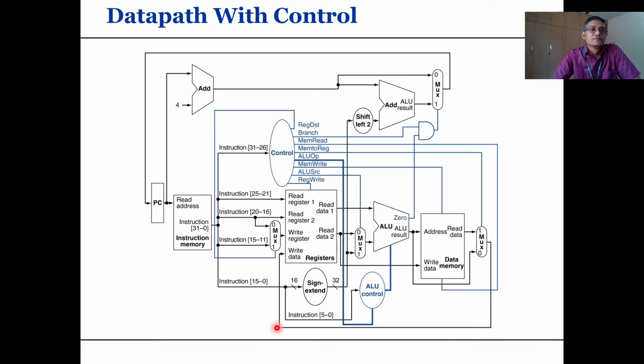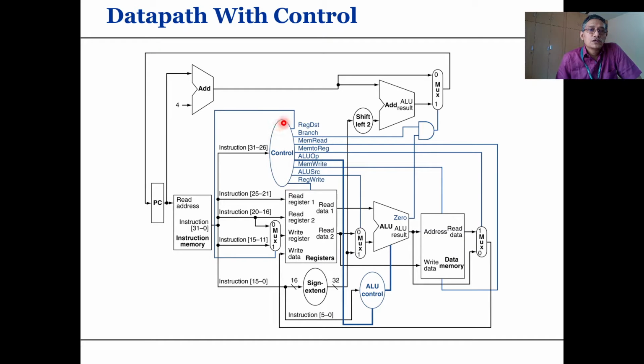With respect to the data path with control, this is the entire diagram. We have included all the necessary functional units that we have learned so far: the program counter, this adder, instruction memory, registers, the corresponding multiplexers, data memory, ALU, and this multiplexer. The blue colored lines are the signals that are initiated from the control unit.